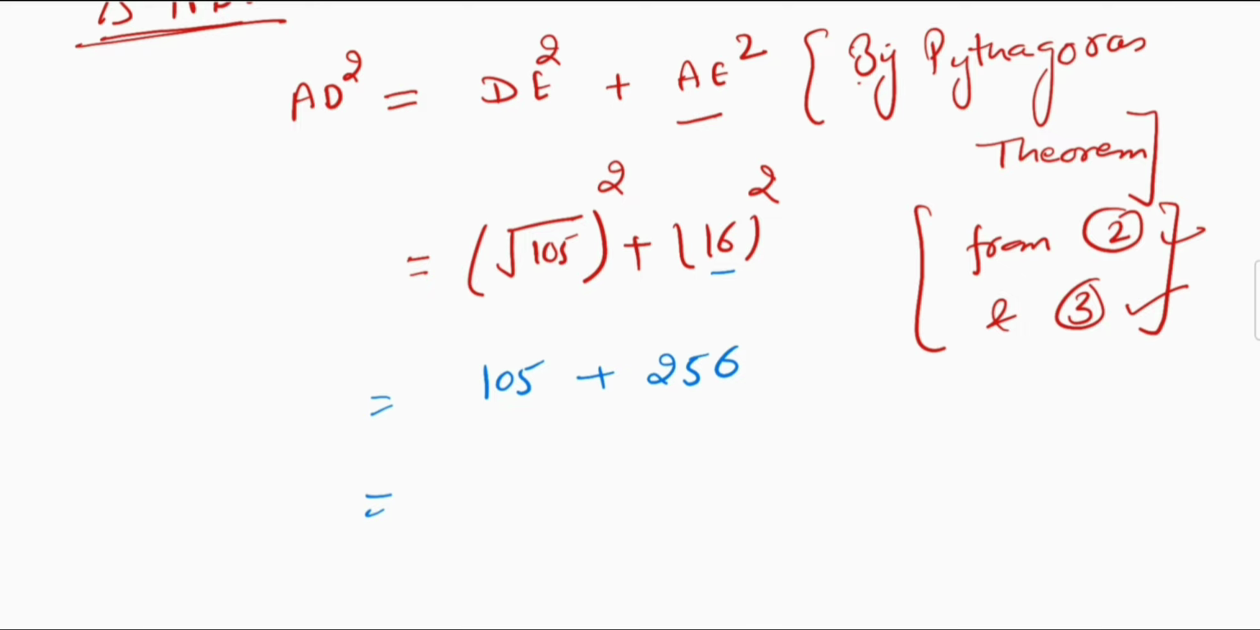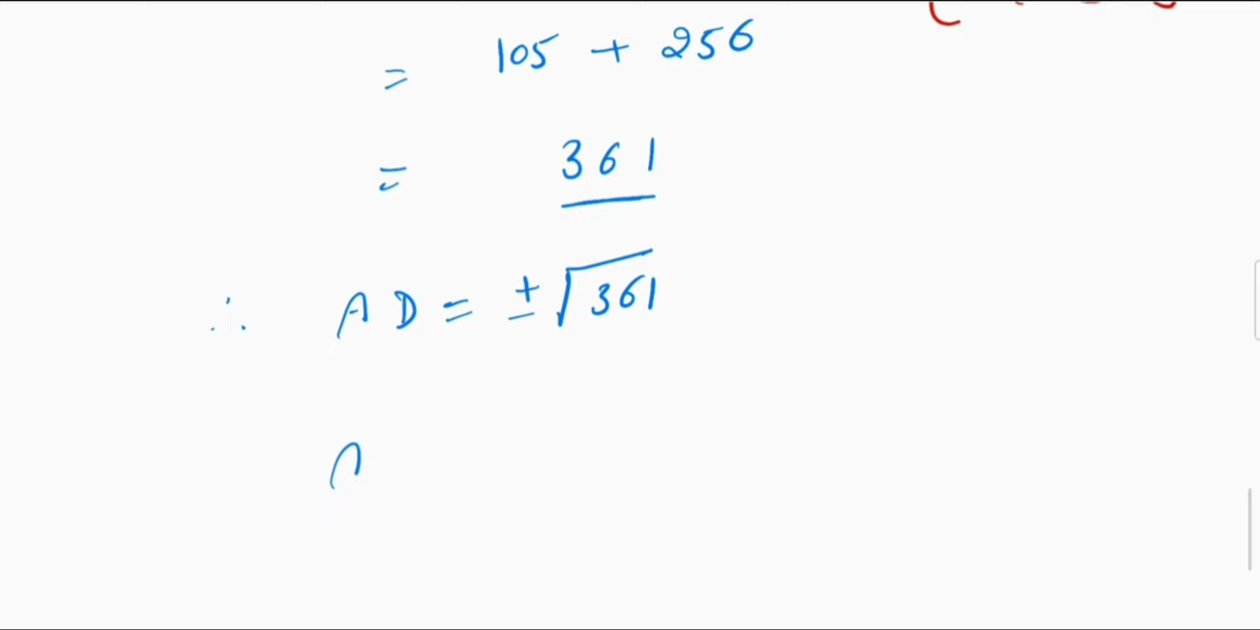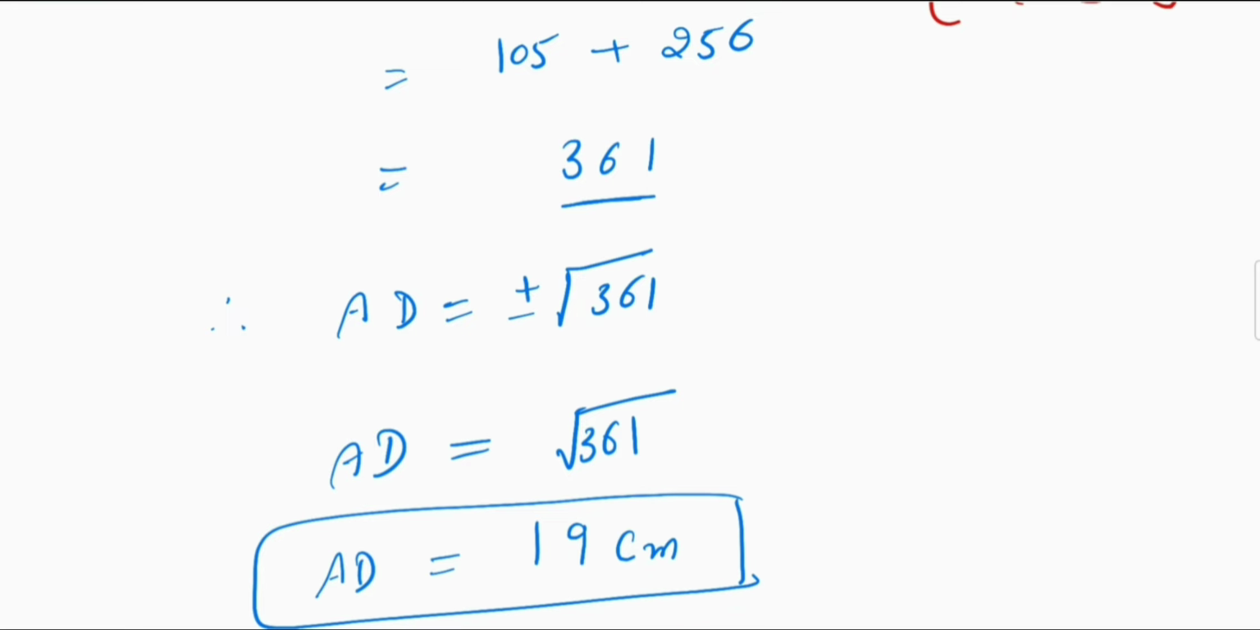Now we'll add these, and we get 361. So AD square is 361. Taking square root on both sides, we get AD is equal to plus minus square root of 361, and the negative value obviously we are going to discard here. So AD is equal to square root of 361, which is equal to 19. So AD is equal to 19 centimeter. This is what we have to find.